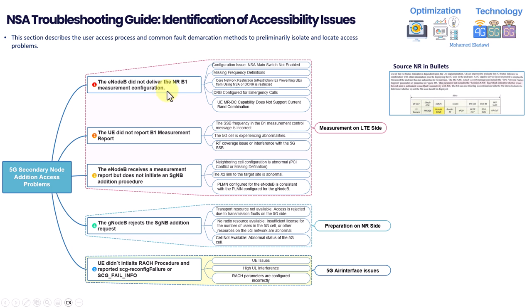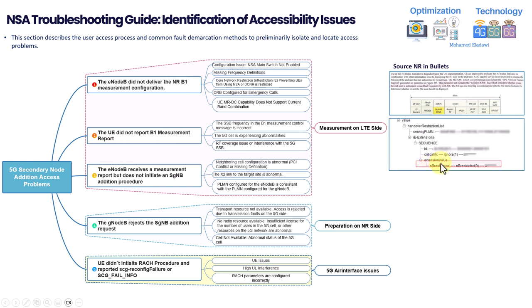Second cause: after the B1 is delivered, the UE himself didn't report the measurement report. By the way, the message here on the right, I didn't highlight it, is related to the restriction. If there is any restriction, this will be sent in the initial context request, telling him that, okay, please don't add for this particular user because he's not subscribed to 5G.